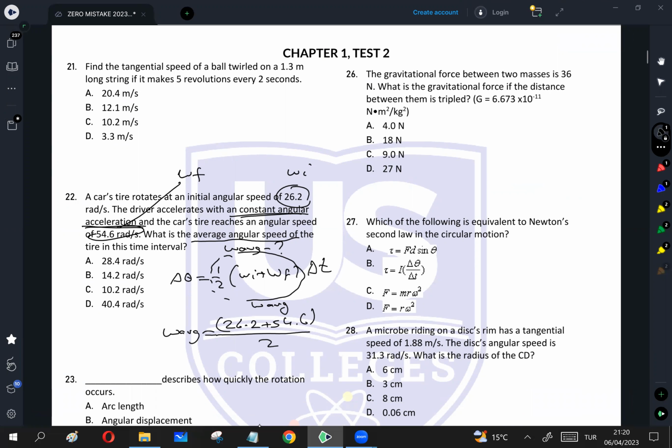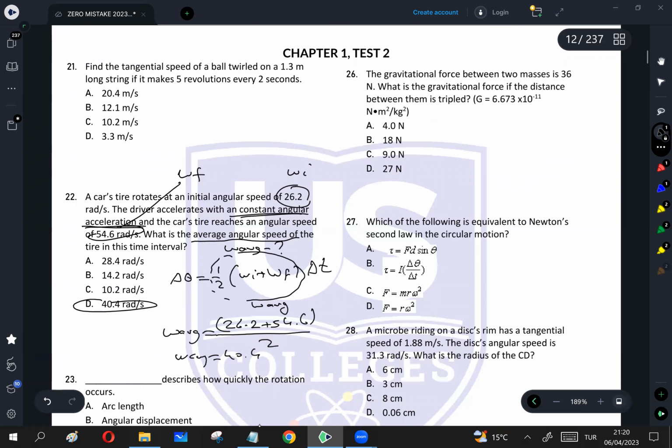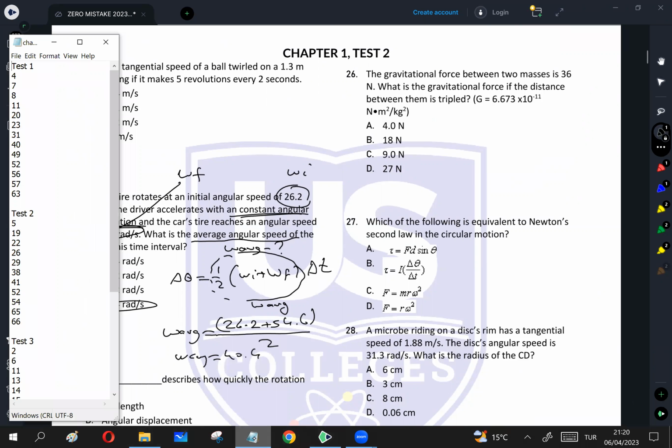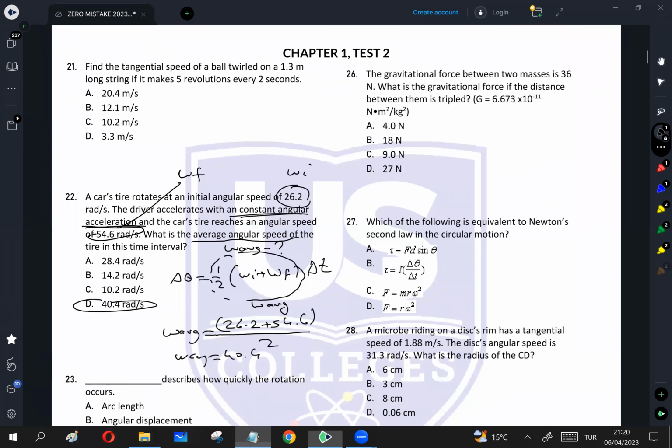26.2 plus 54.6 divided by 2 is 40.4. Omega average is 40.4. The next questions after 22 are 26 and 29.